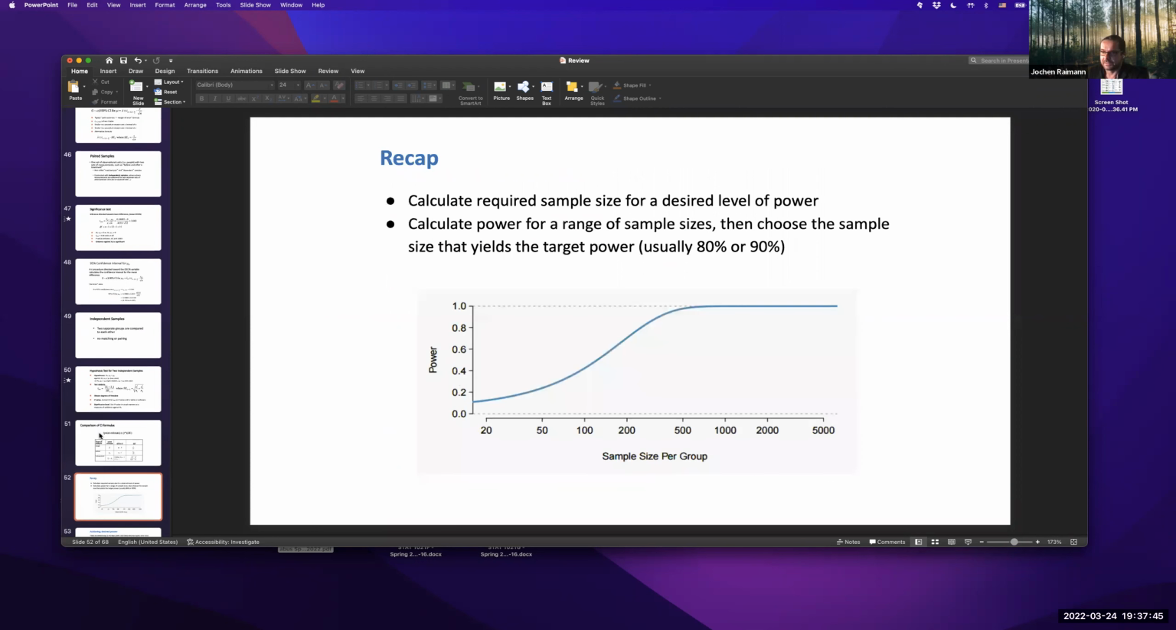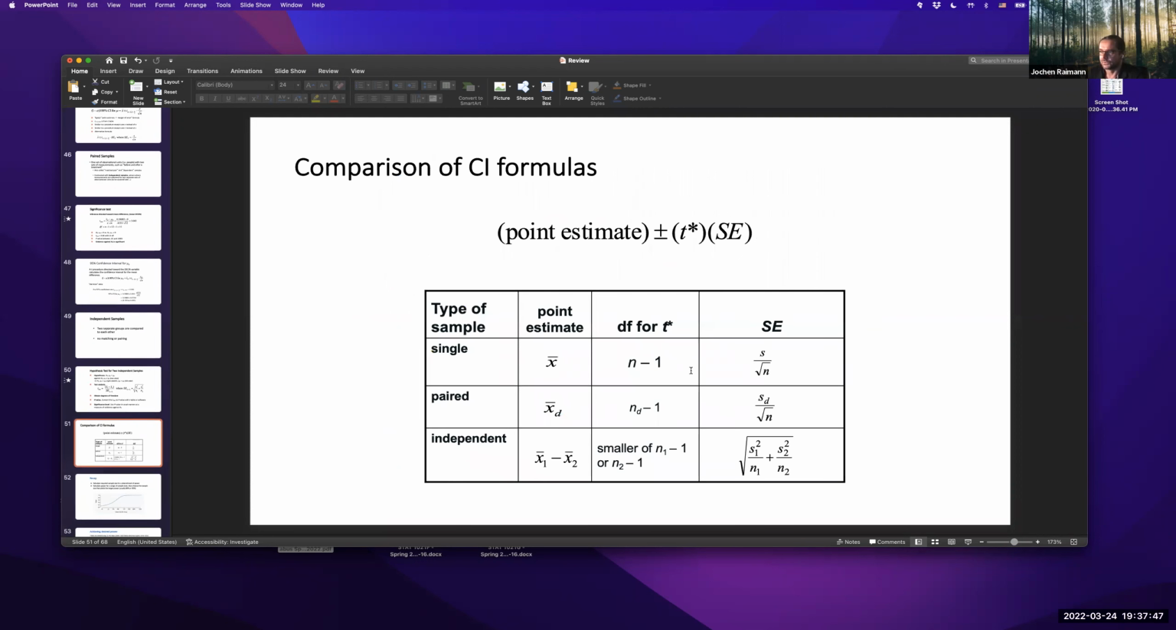So that's a very nice slide. I also recommend reviewing this slide. It's important to understand how the standard errors are calculated, how you define the degrees of freedom, and also that the degrees of freedom here are different because you have two independent groups.